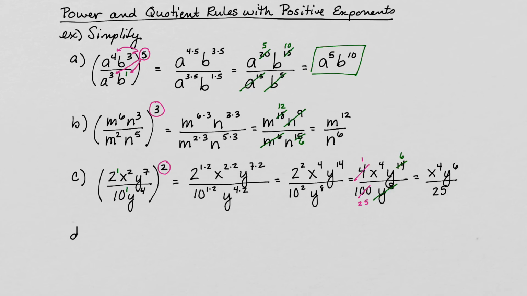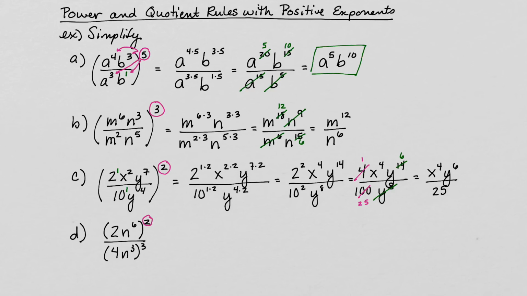So I have one more example for us here. This one looks a little bit different, but it's still the same general idea. So I have 2n to the 6th, all raised to the 2nd power, divided by 4n cubed, all to the 3rd power. So again, the first thing I'm going to do is take this exponent and distribute it to the stuff in the parentheses.